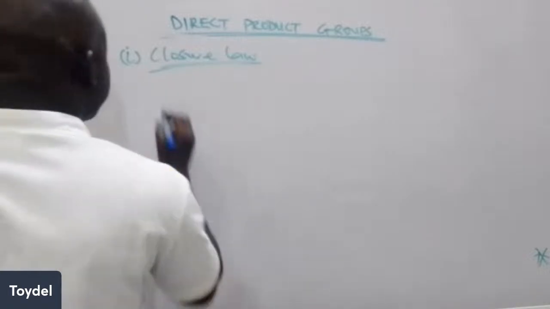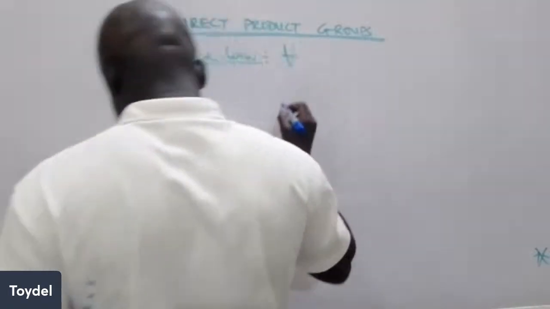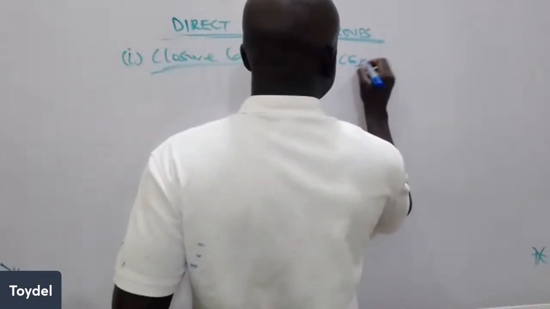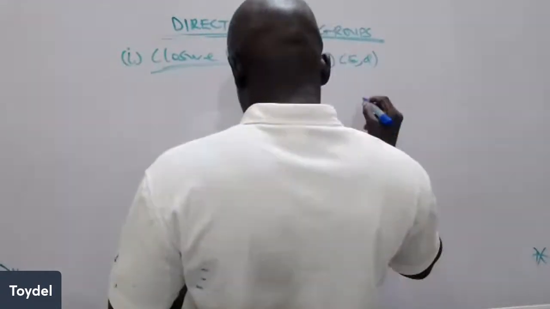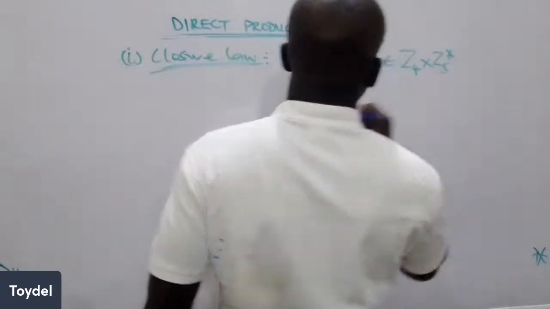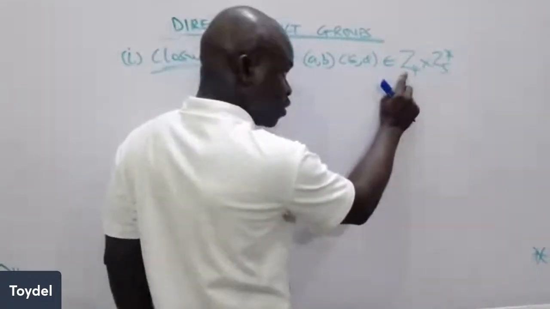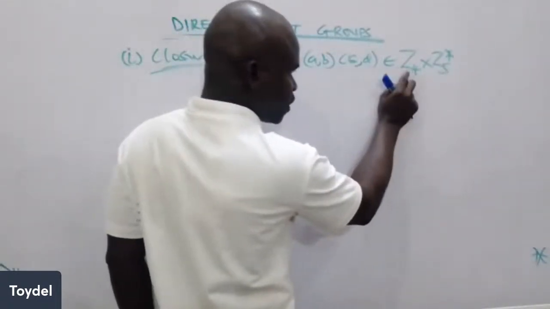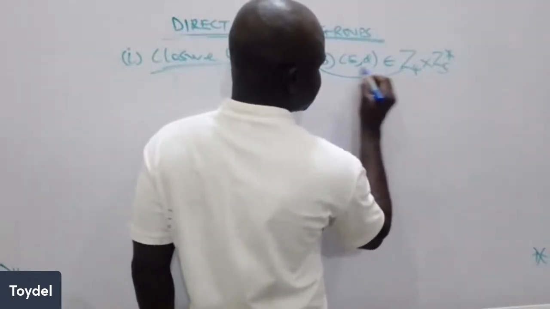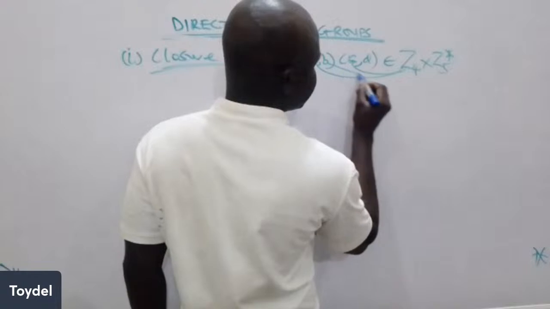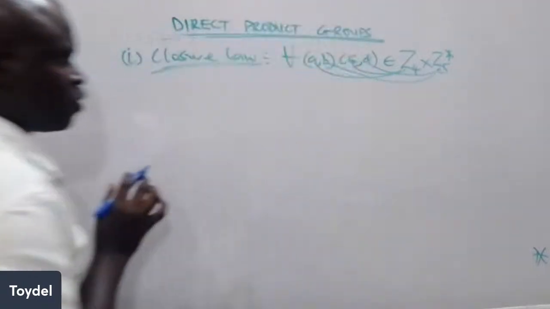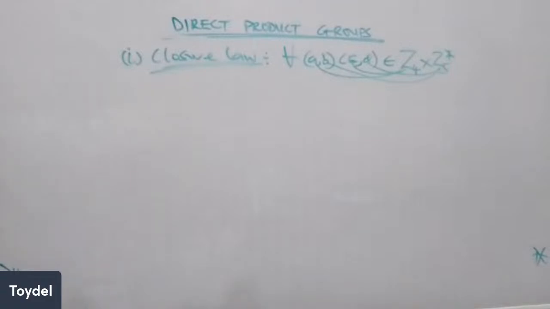Under the closure property, we have for all (A,B) and (C,D) that belong to Z4 cross Z5 asterisk. Look at this. A is an element of the first one, and C is an element of the first one. B and D are elements of the second one. A is an element of Z4, C is an element of Z4, then B is an element of Z5 asterisk, then D is an element of Z5 asterisk. So please look at it very well so that we'll be on the same page.